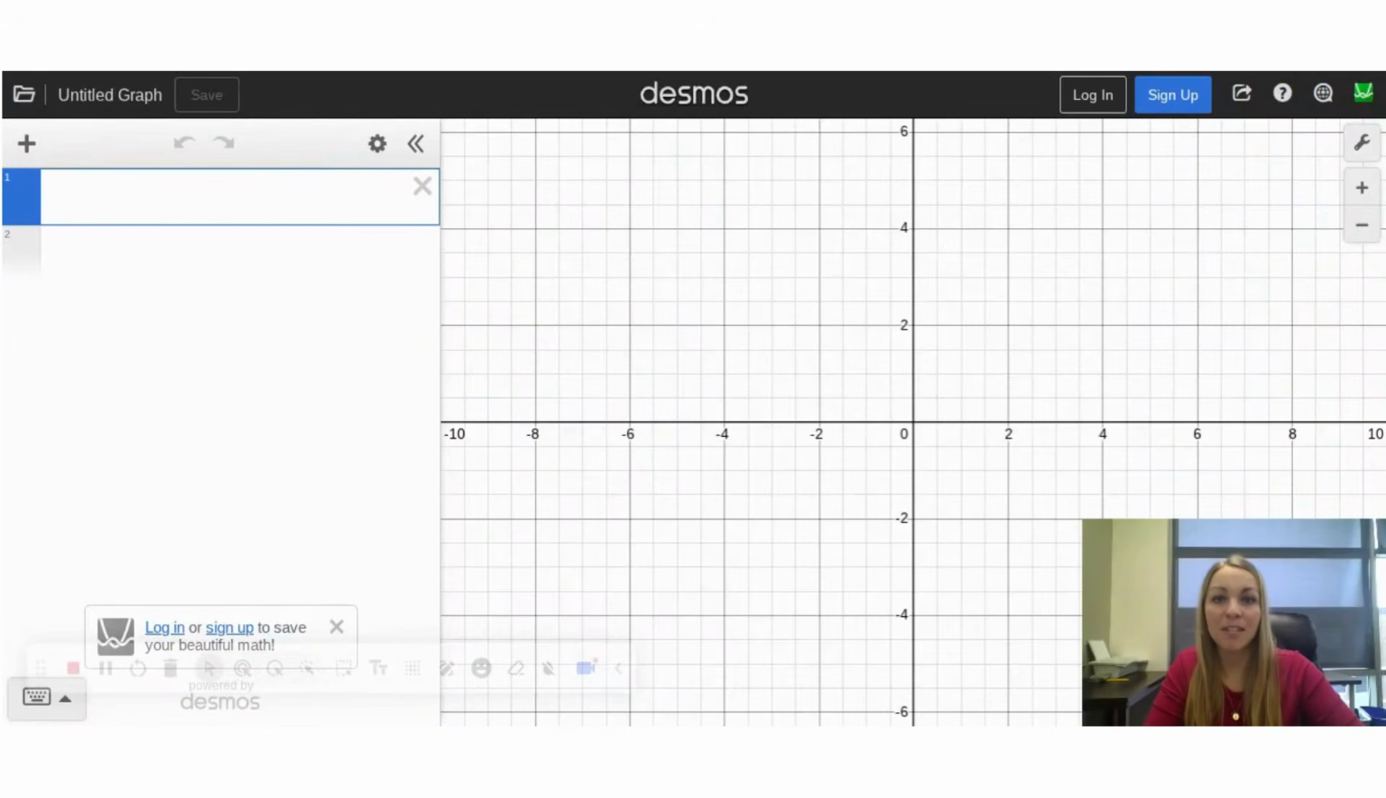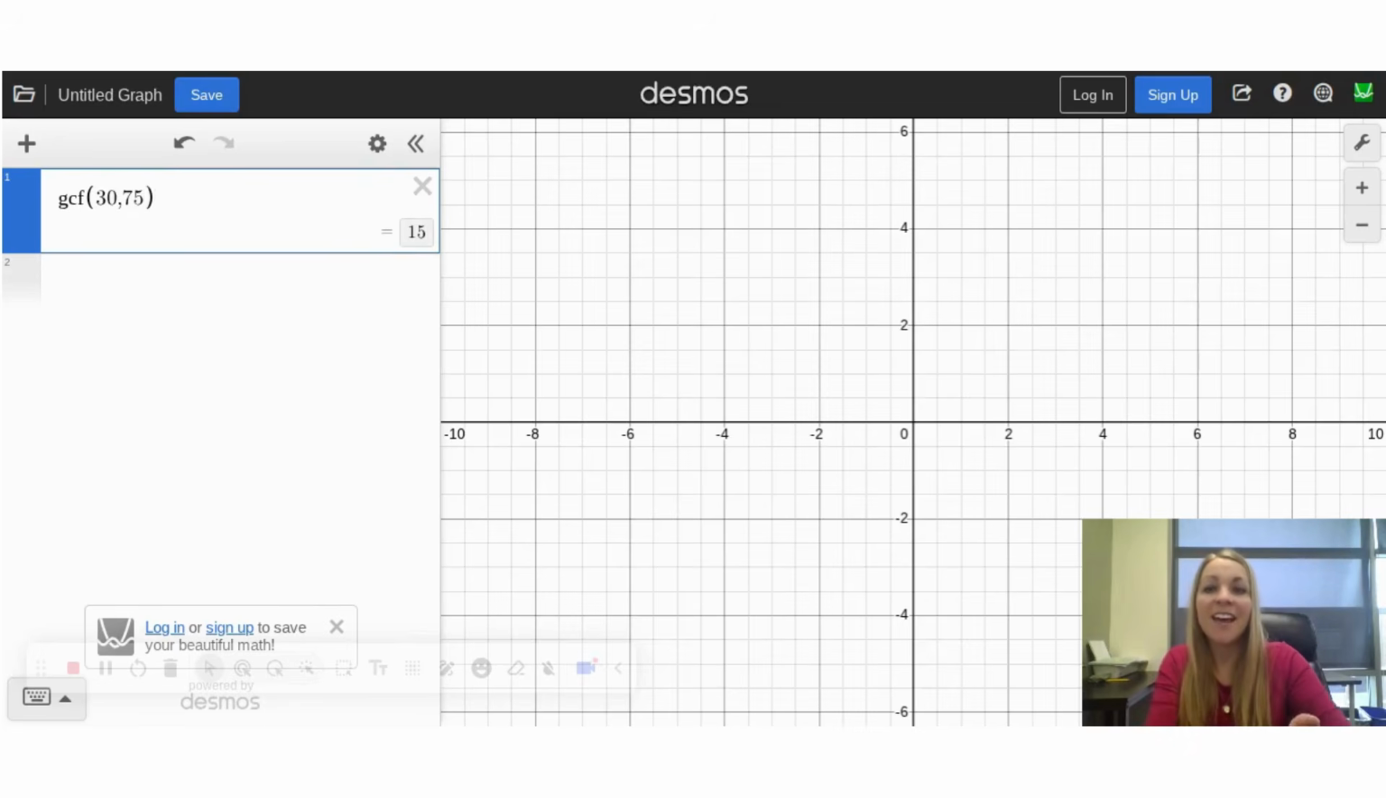I'm over here on the Desmos Graphing Calculator. We're looking for the greatest common factor of 30 and 75 for those vouchers. So I'm going to type GCF for greatest common factor, parenthesis, 30, and then a 75. And it gives me my answer of 15.